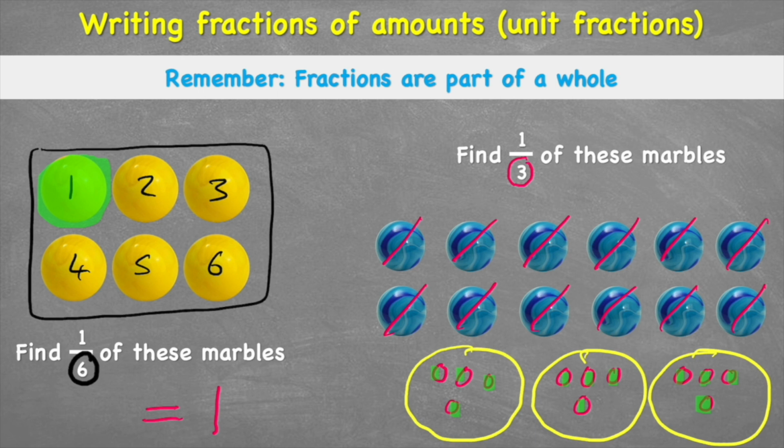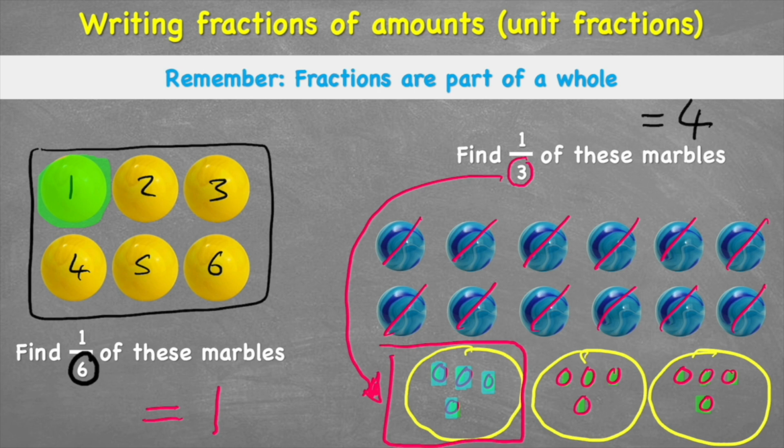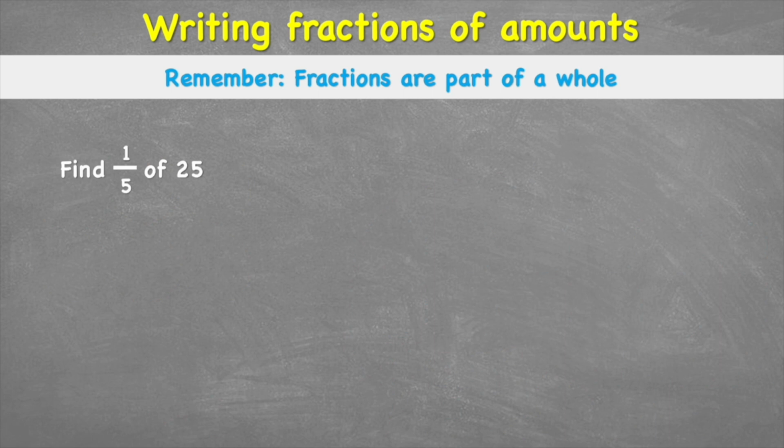And now because I've shared them into 3 equal piles using my denominator, remember my denominator is what tells me how many piles I need to make. To find out how many is 1/3, all I'll do is count one of my sharing circles. How many do I have in here? Well, I have 1, 2, 3, 4. So therefore, finding 1/3 of these marbles equals 4. Simple.